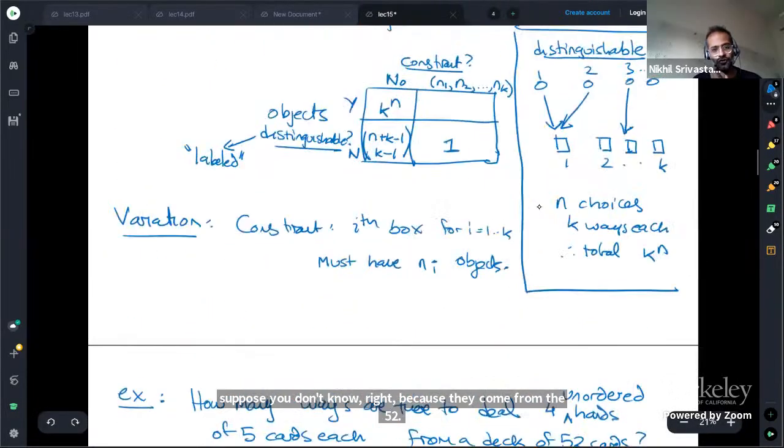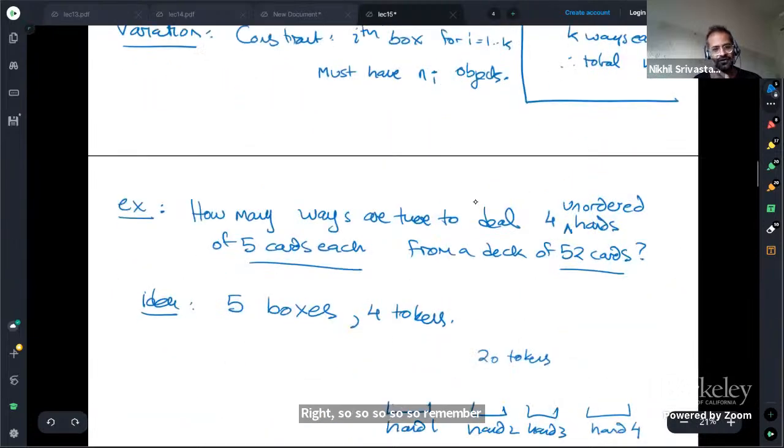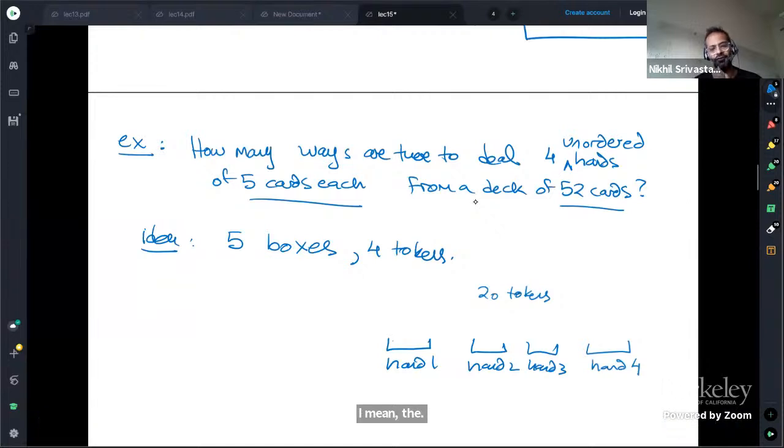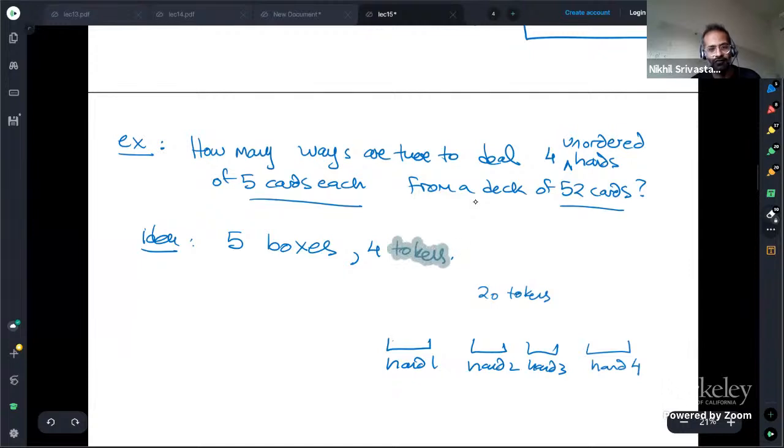Right. So remember, okay, there are a couple of ways you can do this. One is you can first choose the 20 tokens, so maybe tokens is not a good word because they're actually distinguishable, right? They're cards. So 20 distinguishable, 20 labeled tokens, let's call them.